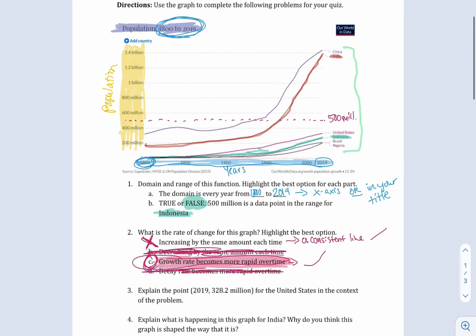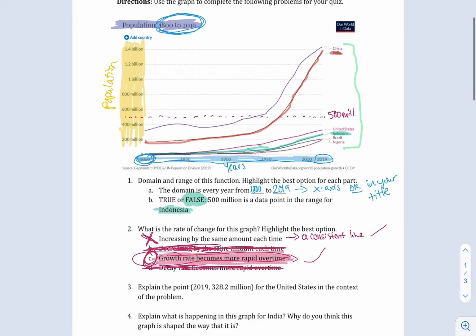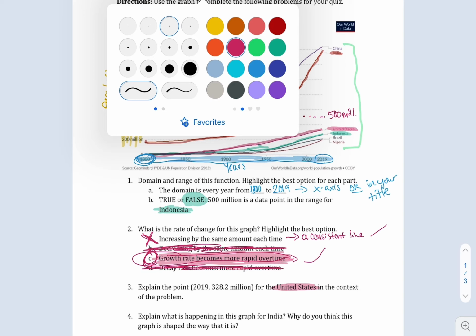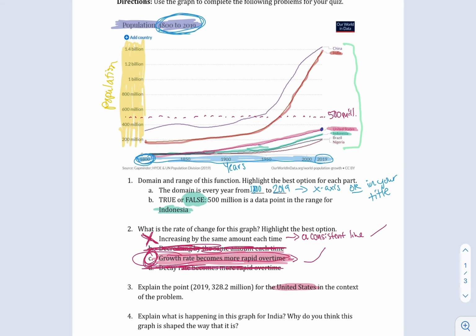All right, next up, we want to explain the point 2019, 328.2 million for the United States in the context of this problem. All right, so again, I'm just going to go ahead and highlight the line that I'm talking about. We're talking about the United States here. So I'm just going to highlight that so I don't forget. I'm also going to go ahead and locate that point on the graph. So that point is right here, 2019, comma, 328.2 mil.